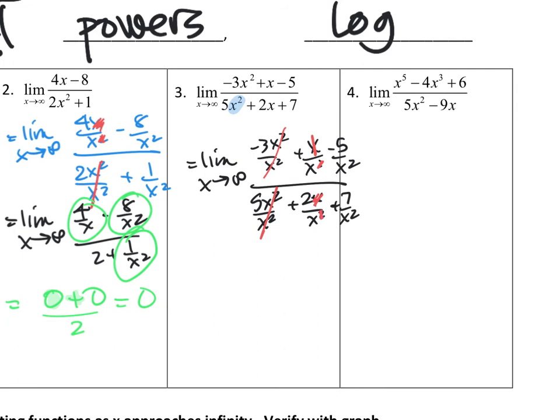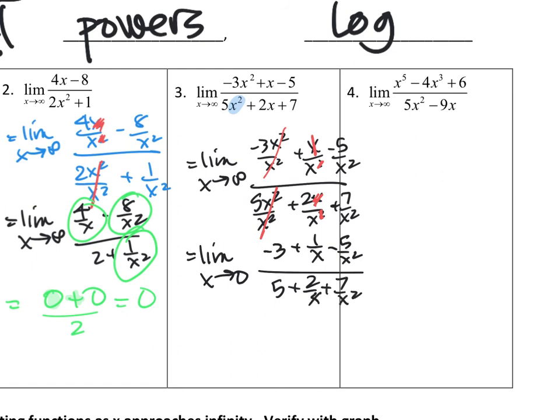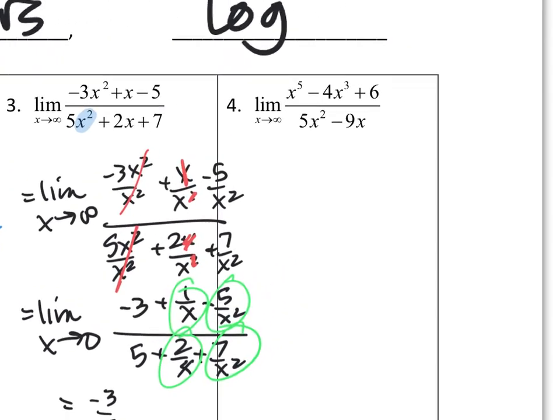And we have negative 3 plus 1 over x minus 5 over x squared, over 5 plus 2 over x plus 7 over x squared. So now I believe you'll recognize goes to 0, goes to 0, goes to 0, goes to 0. We have negative 3/5.